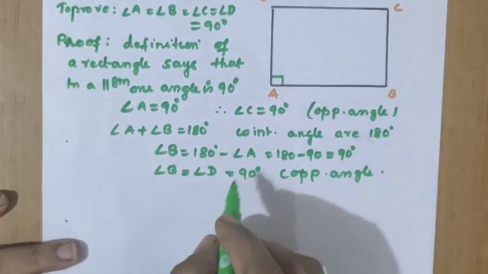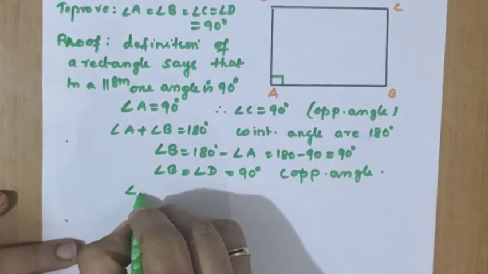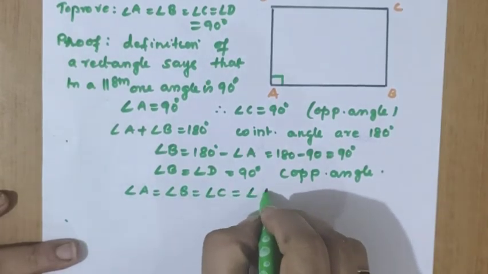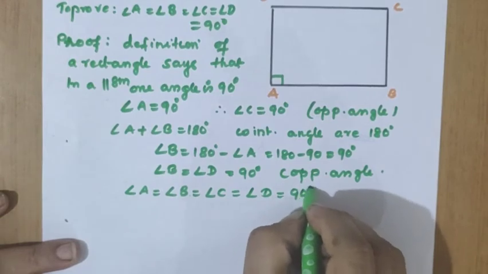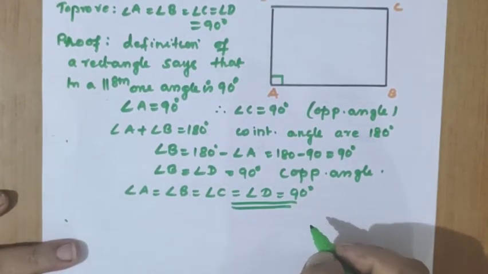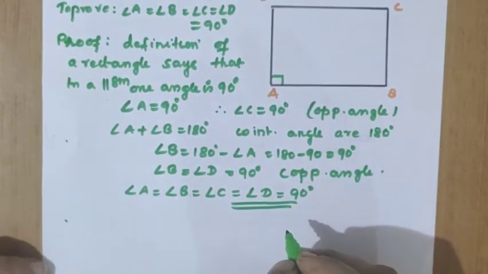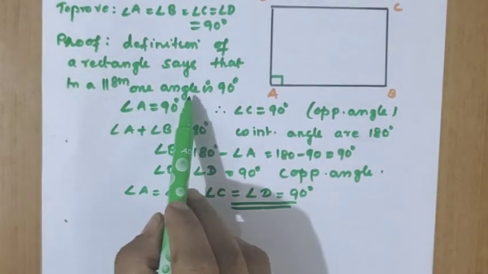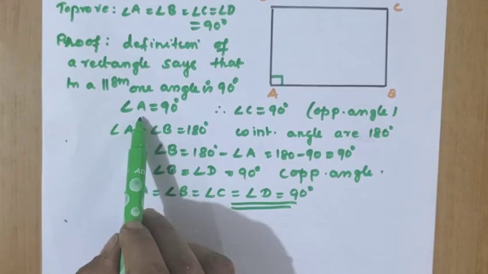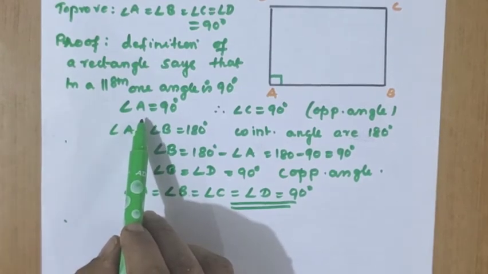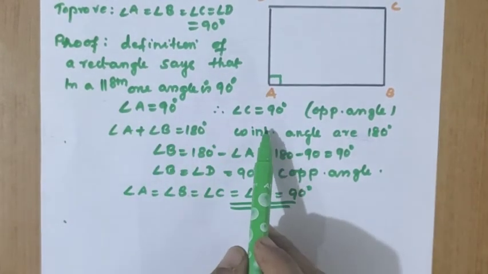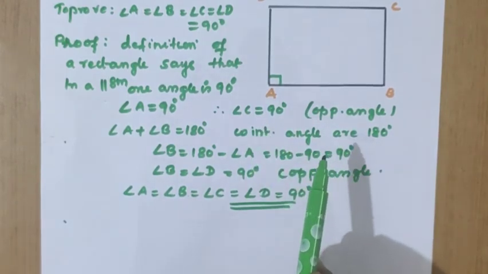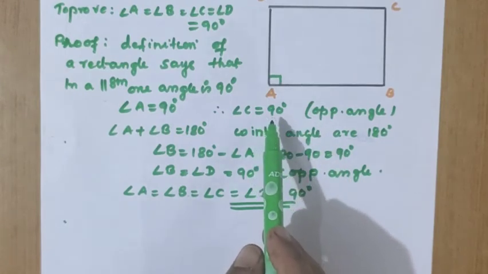So what we can say about all the angles? Angle A equal to angle B equal to angle C is equal to angle D equal to 90 degree. So when we are saying that it is a rectangle, we should go for the definition of the rectangle. What is the definition of the rectangle? It says that one angle is 90 degree. So by that we can take that angle A equal to 90. Therefore angle A equal to angle C we can write. Why? Opposite angles of the parallelogram. So angle C is also 90 we got.